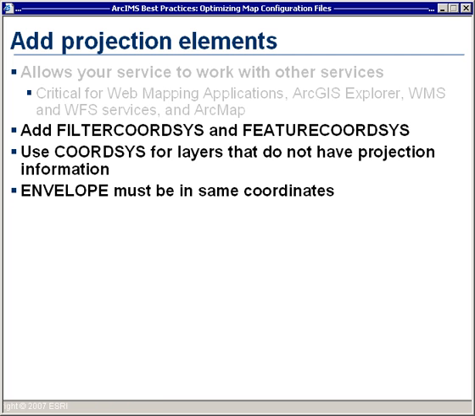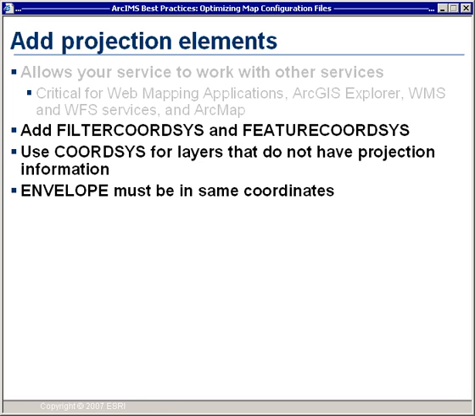You must add two elements, FILTERCOORDSYS and FEATURECOORDSYS, in the properties section of your Axl file. Each projection has an ID, and you must include the ID inside the element. You must also make sure that the envelope coordinates are correct for the projection.